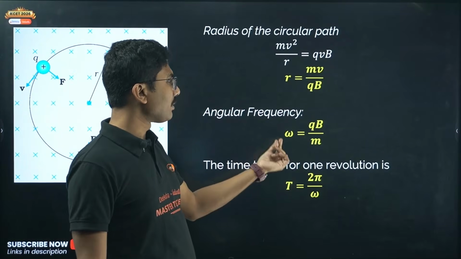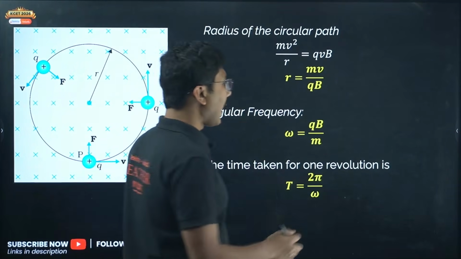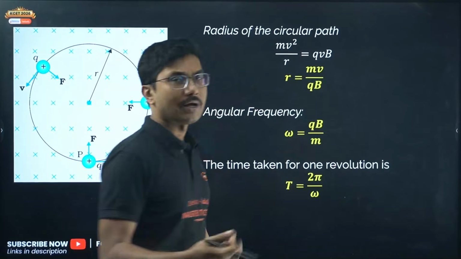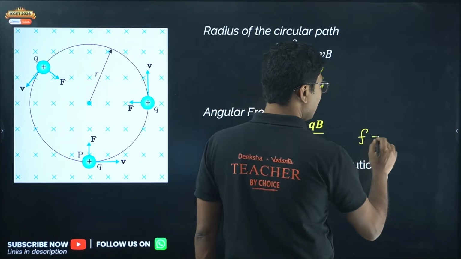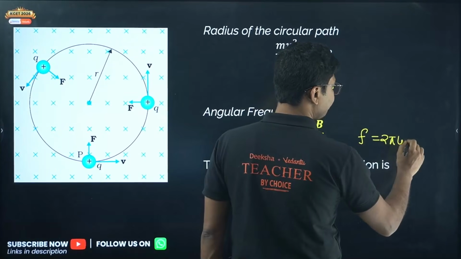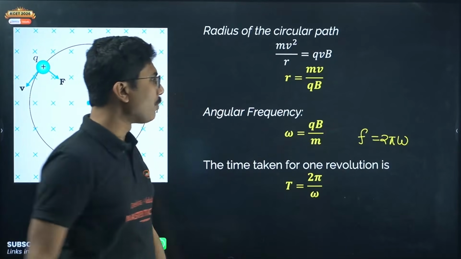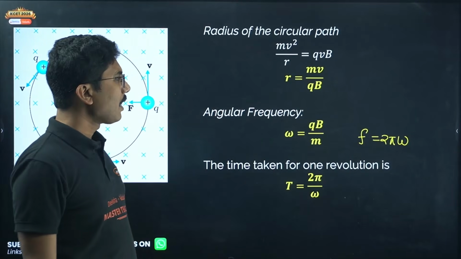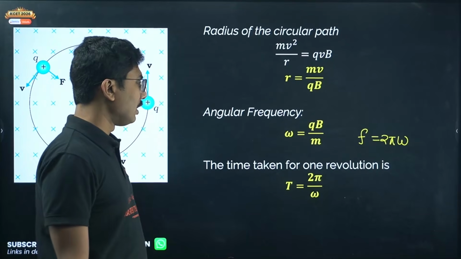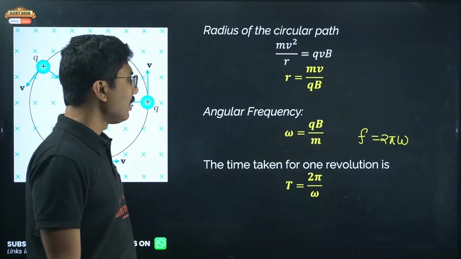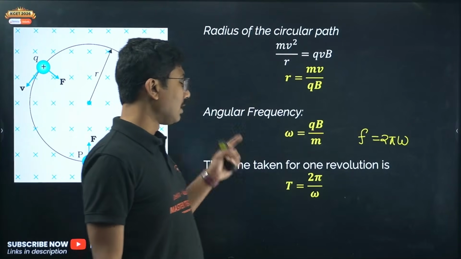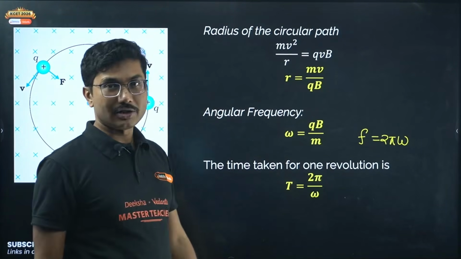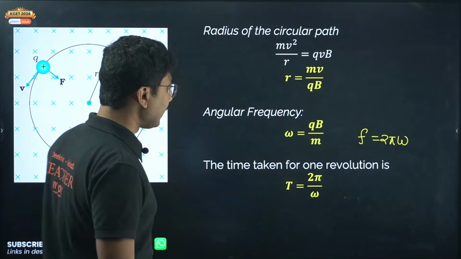Angular frequency is given by qB by m. Angular frequency and angular velocity are the same quantity. Normal frequency is 2 pi omega. So if you put the value, 2 pi qB by m, that will give you the frequency, and time period is 2 pi by omega, so it will be 2 pi m by qB. So you can calculate everything.